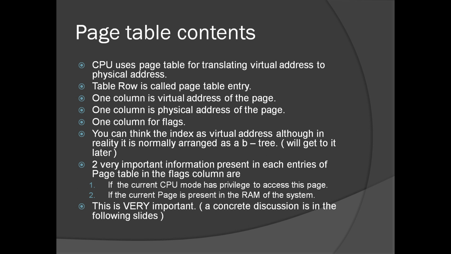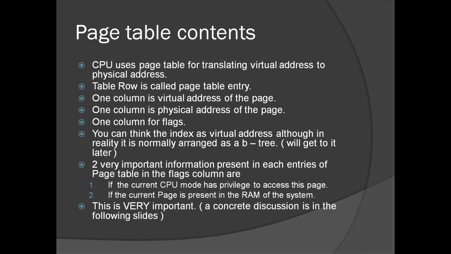We're going to discuss that later. So now let's think about the page table. The CPU uses the page table for translating virtual address to physical address, as I mentioned. Each row in the table is called a page table entry. One column is the virtual address of the page, one column is the physical address of the page, one column is flag bits. You can think of the index of the table as the virtual address because the lookup happens on the virtual address, although in reality it is normally arranged as a tree in the memory.